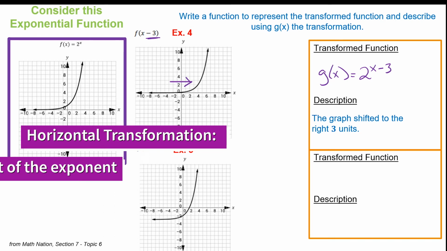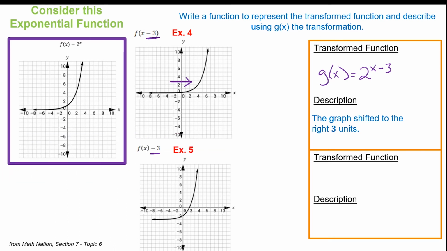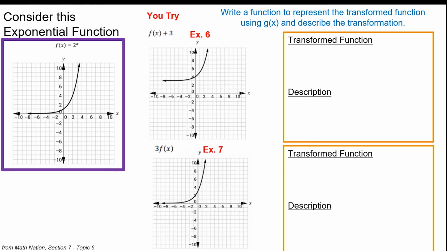And example 5, outside of the parentheses, so our new function, or our transform function, would be g of x is equal to 2 to the x power minus 3. So not in parentheses. That description here would be the graph is shifted 3 units down, so it went down from our graph of 2 to the x power.